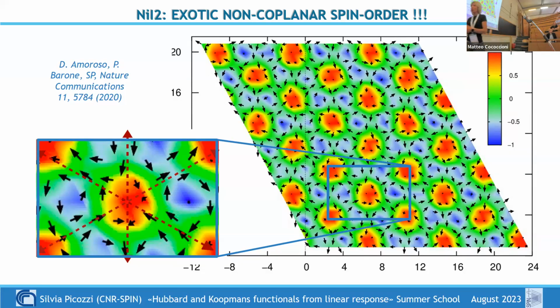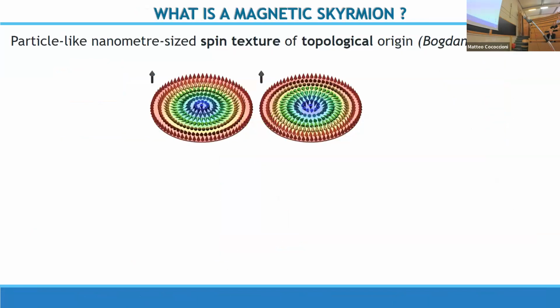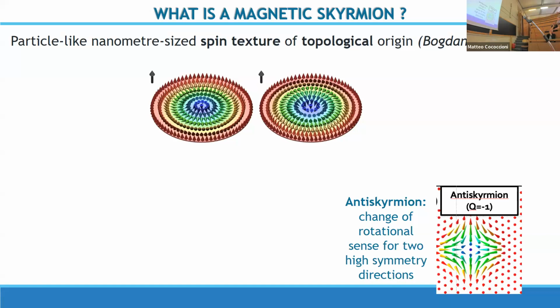And so we thought that it could be related to the so-called skyrmion-like particles. So what is a magnetic skyrmion? We went back to study this skyrmion object. A skyrmion is a spin texture, non-collinear, usually non-coplanar, which has a topological origin. So there is a topological charge, which I will come to in a moment.